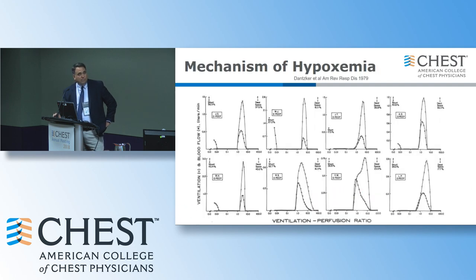Dr. Danzinger from the University of Michigan looked at this in ARDS, because back in the 1970s, it was unclear whether the etiology of hypoxemia was due to shunt or whether it was due to VQ mismatch. And so they did this technique in patients with ARDS.